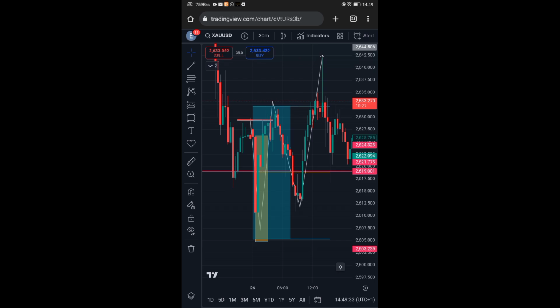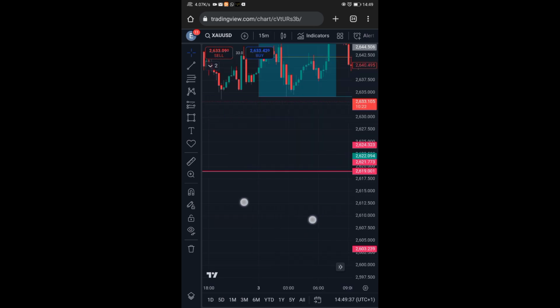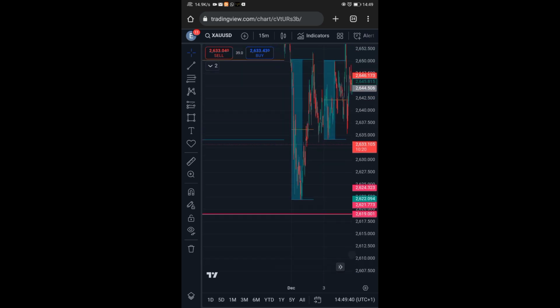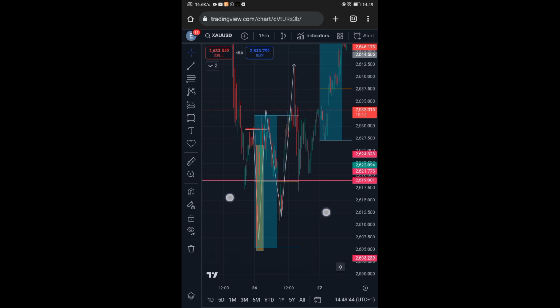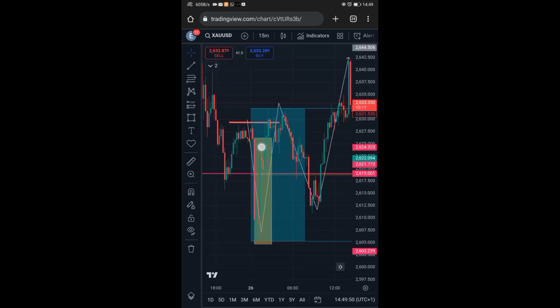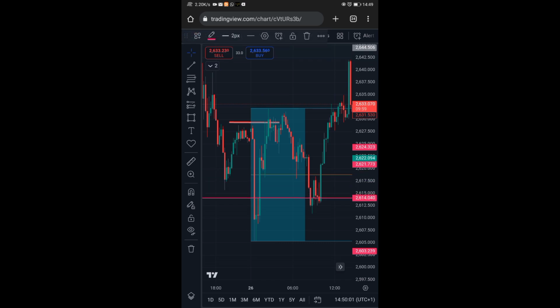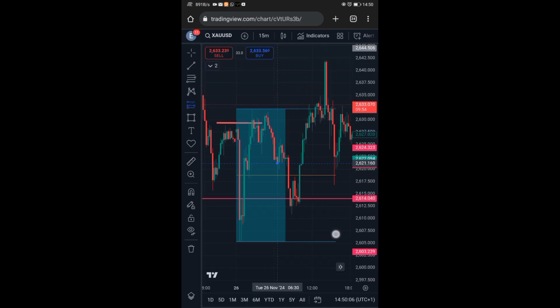I have to move down to my M15 to look for an imbalance in this very zone for me to take a trade to the upside. I'm going to show you. Right here, there is a zone, and let me delete this one. You can see there's imbalance right here. We have imbalance, and that was the OB as the market tapped in and it kept rallying up.